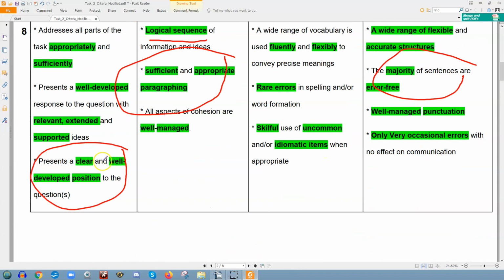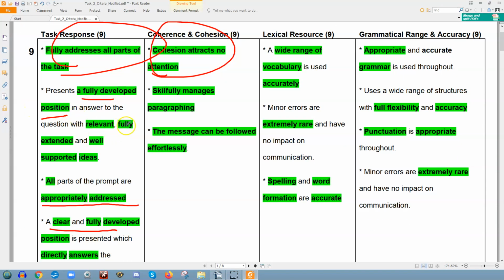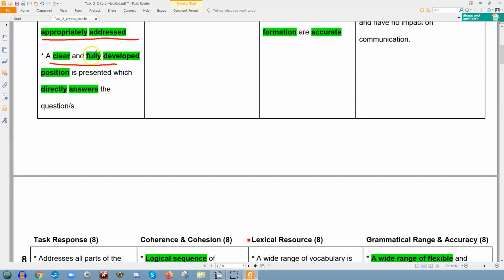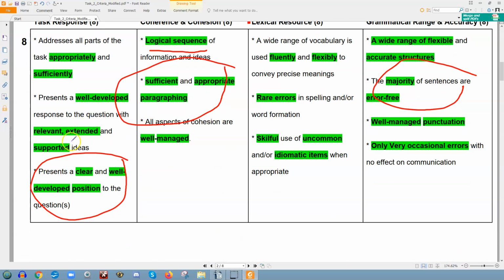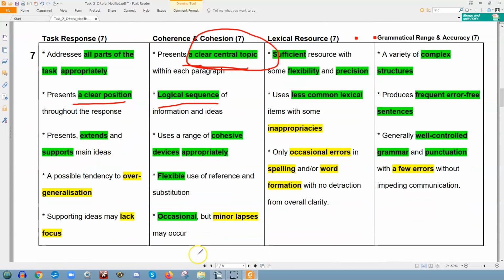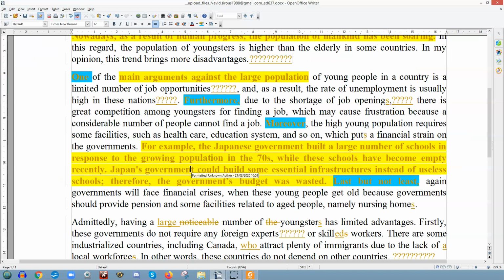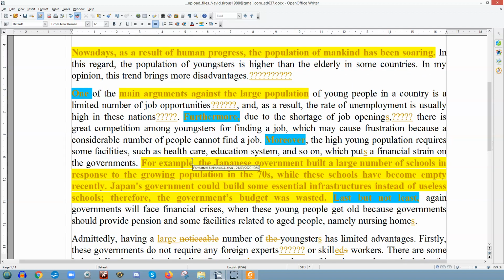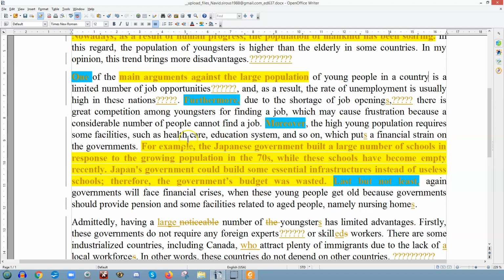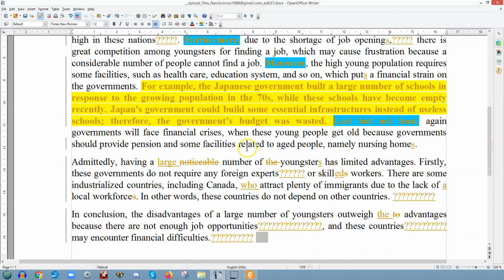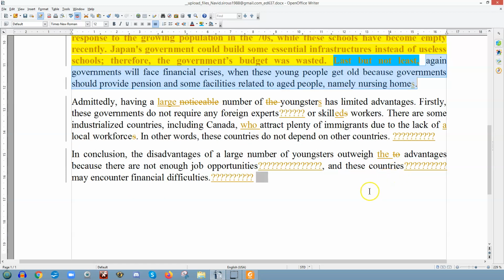You need to properly develop your position with fully extended, well-supported ideas. Again, fully developed, directly answers the question. Right? Relevant, well-supported, clear. So you can see these key words. When you've got 4 main ideas in a paragraph, you cannot develop them. Well, develop your ideas then. You simply cannot. So it's far too vague. A limited number of opportunities. Okay. What jobs, what opportunities, what nations, what country, what competition, what are you talking about? And this example is an example of nothing. And then you've got this last idea that's not developed at all.